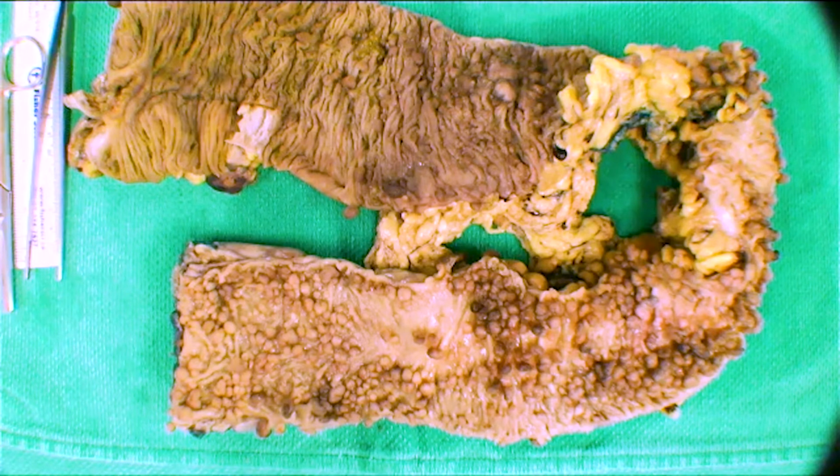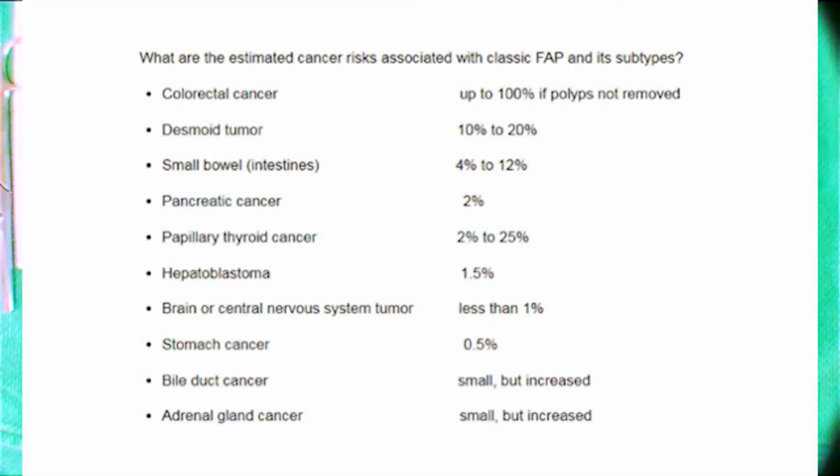Put up a PDF there of the cancer risk associated with FAP. As you can see there, it's nearly 100% for colon cancer with varying degrees of percentages.